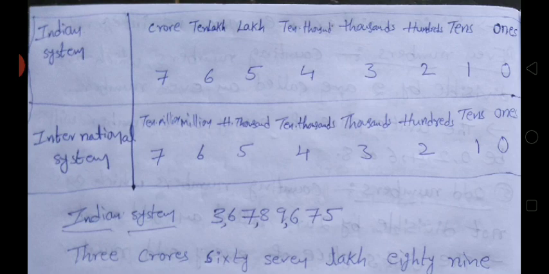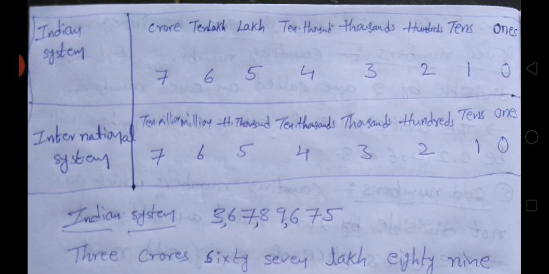Where does the major difference start? We count up to 10,000s in the Indian system, same as in the international system. After 10,000s in the Indian system, lakhs will be introduced. In the international system, lakhs are converted into 100,000s. In the Indian system, 1 lakh equals 100,000 in the international system.